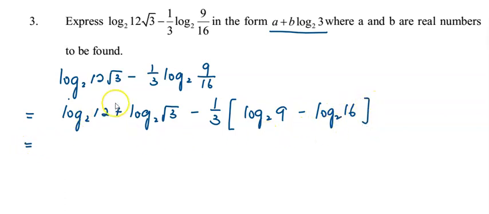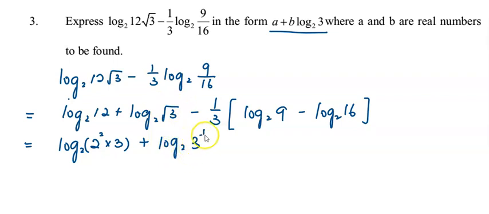Alright, then the 12 is not the simplest unit. I will change it into 4 multiplied by 3, where the 4 can be written as 2 squared, multiplied by 3. This is the log 12 plus, about this third root of 3, I will convert this into 3 to the power of 1 over 2, minus, okay, multiply the 1 over 3 inside. I got my log 2.